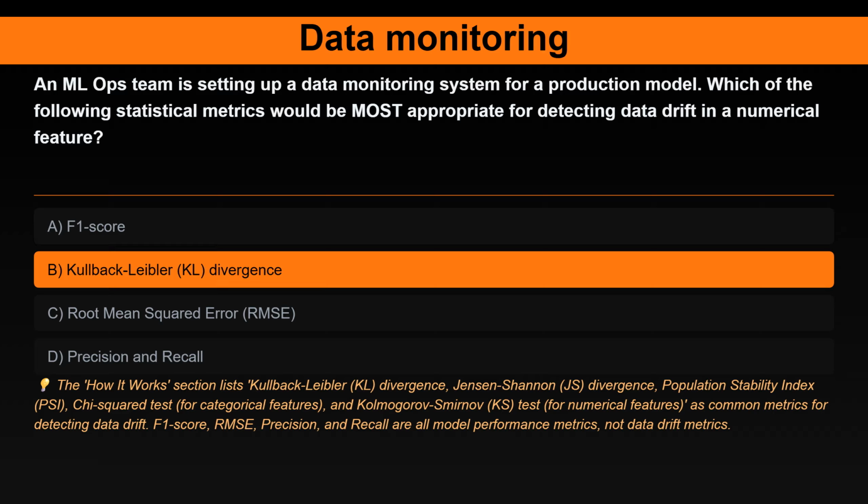The correct answer is Kullback-Leibler (KL) divergence. Here's the explanation. The How It Works section lists Kullback-Leibler (KL) divergence, Jensen-Shannon (JS) divergence, Population Stability Index (PSI), Chi-squared test for categorical features, and Kolmogorov-Smirnov (KS) test for numerical features as common metrics for detecting data drift. F1 score, RMSE, precision, and recall are all model performance metrics, not data drift metrics.